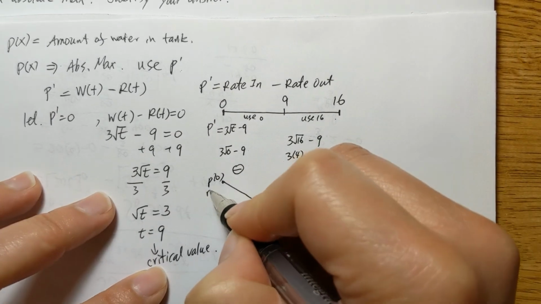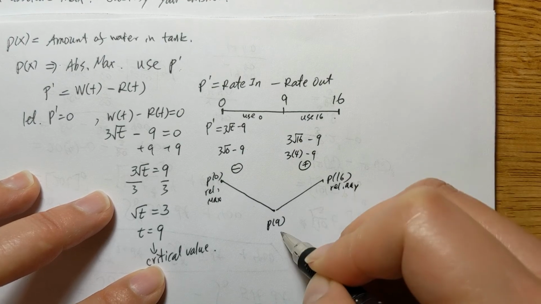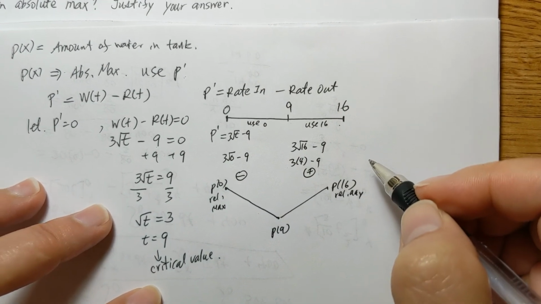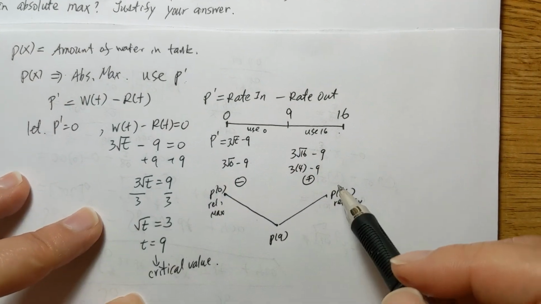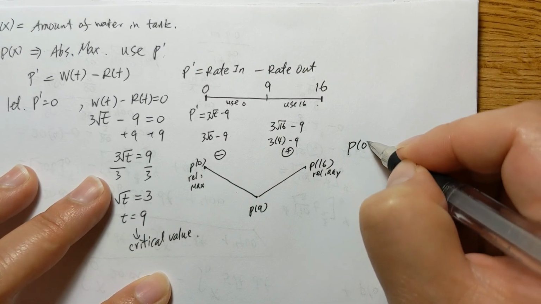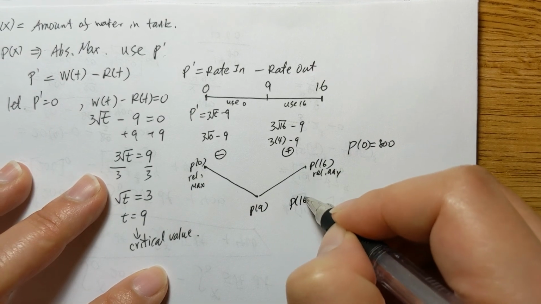So now we get 2 relative max, and you get a relative min, which is also the absolute min. But the question never asks for the absolute min, so we're going to skip that. We just concentrate on the absolute max. So we already know that P of 0 equals 800. Now we just have to find P of 16.